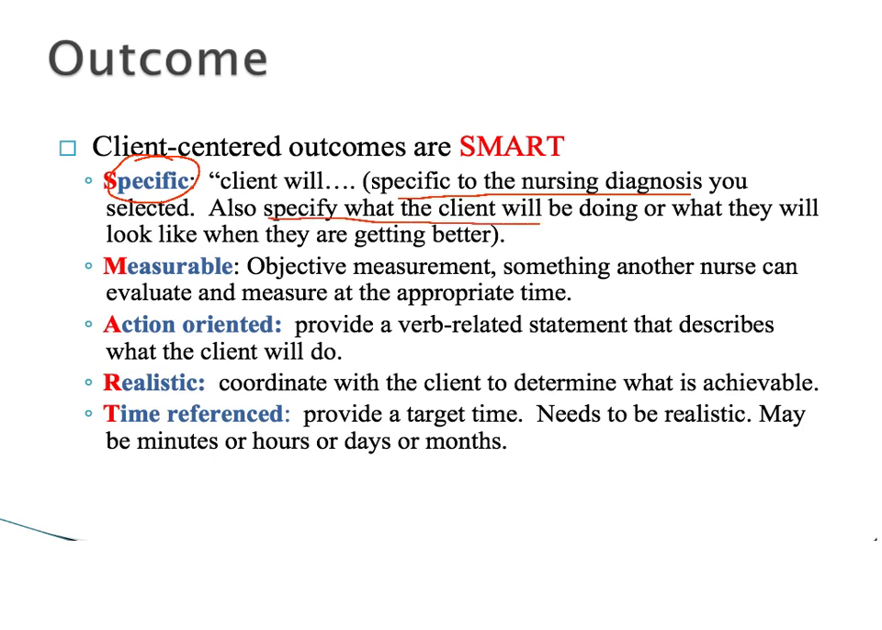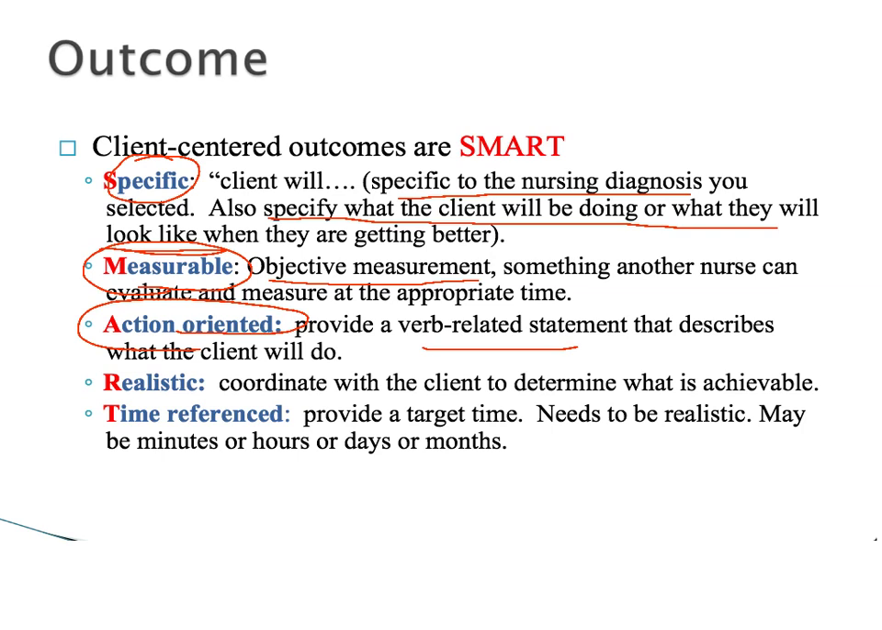It also needs to specify what the client will be doing or what they will look like when they're getting better. Measurable means that you're going to write an objective statement, something that another nurse can understand what they should be measuring. And I'll write you an example on the next slide so that you get a picture of what that looks like. Action-oriented is a verb-related statement that describes what the client will do.